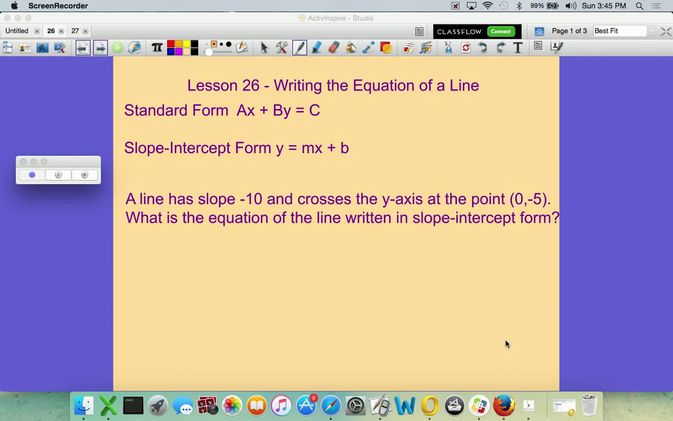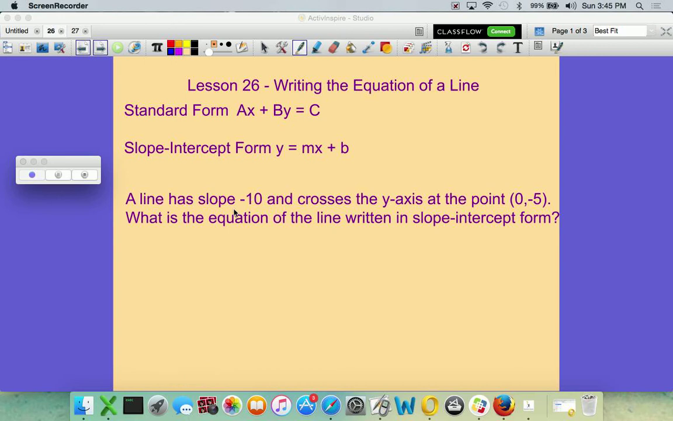Ax plus by equals c, standard form. The main thing to remember is x and y have to be on the same side. There are a couple of rules on top of that, which we'll go over in just a little bit. But as we do this first one here, a line has slope of -10 and crosses the y-axis at the point (0, -5).